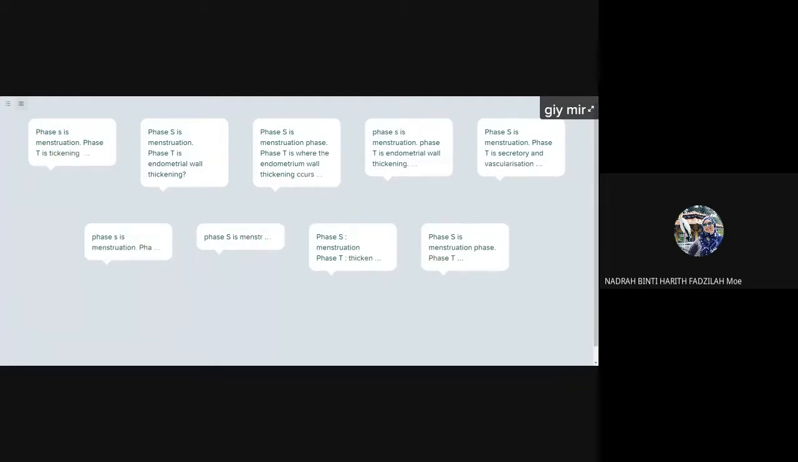So phase S is menstruation, phase T adalah thickening of endometrium. Boleh.